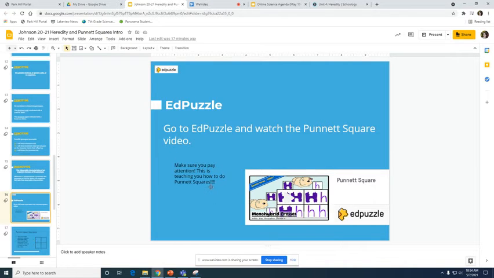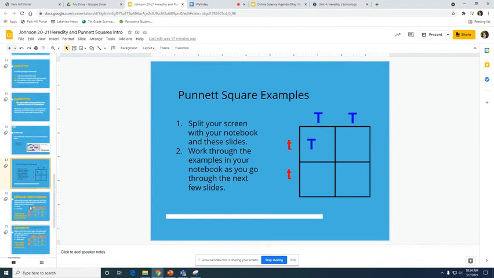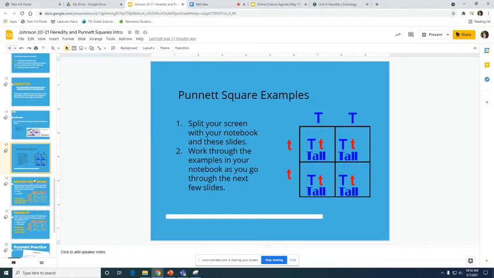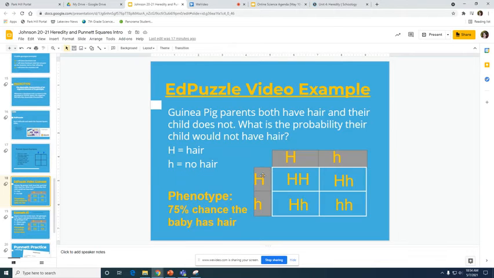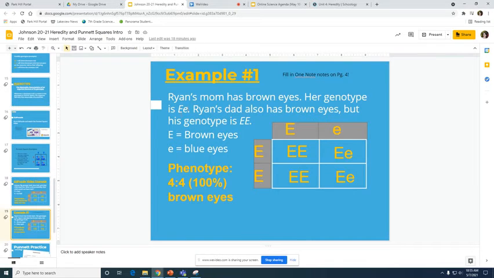This is how you are going to learn how to work out Punnett squares. This video is going to walk you through all of it. And then you have some practice video examples. So there's going to be a practice problem that they work out in the video. And I actually have a spot for you to put this example in your notes so that you have an easy reference to go back to. There's another example that you'll work through in your notes.